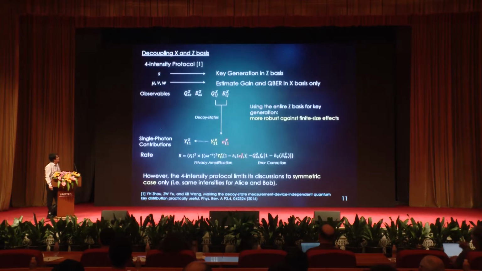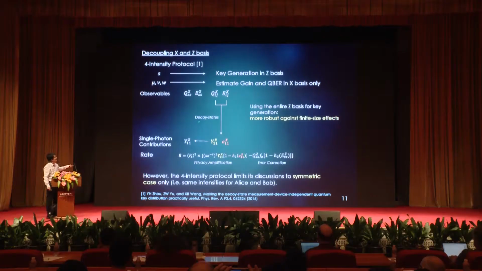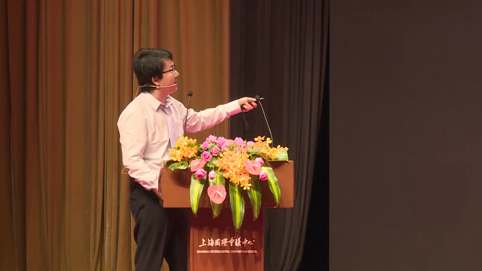And before this, I'm going to first introduce a previous protocol, the 4-intensity protocol, which has been introduced by Marco Lucamarini. So the key point here is that decoy state is only needed in the x basis and not in the z basis. So we perform decoy state analysis in the x basis and estimate the single photon contributions. The entire z basis, the signal states, are used for key generation. Thus, it makes it more robust against finite size effects. But this 4-intensity protocol paper limits the discussions to symmetric channels as well.